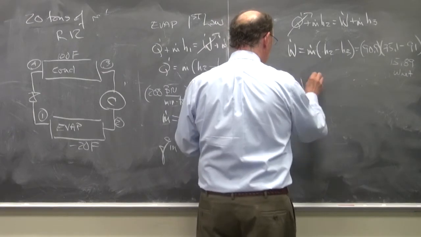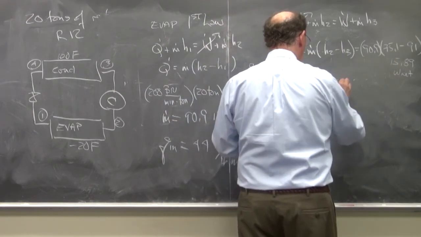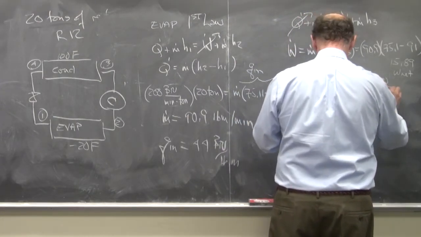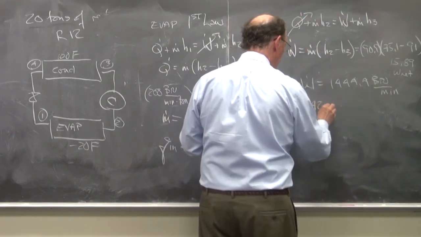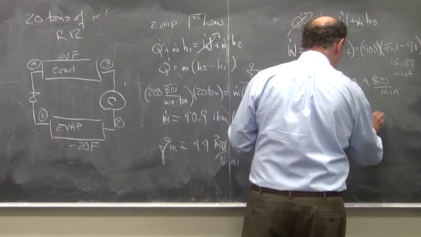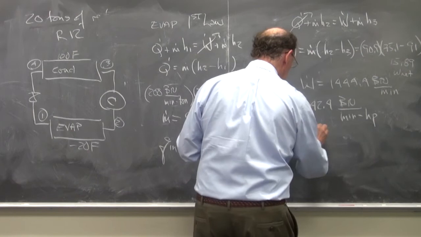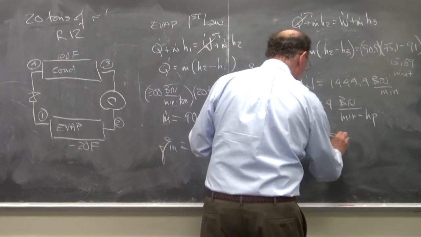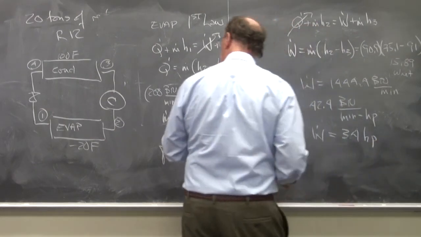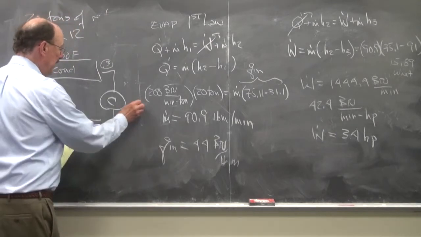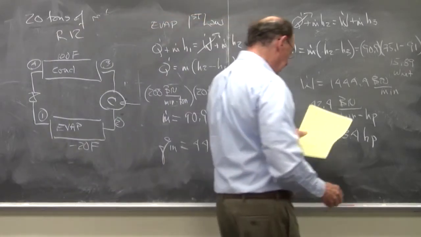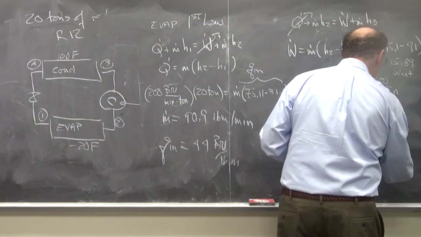And so I have that the power is equal to 1444.4 BTUs per minute. And there are 42.4 BTUs per minute per horsepower. So W dot is equal to 34 horsepower. So that tells me that the power I have coming in here, I'm going to need that amount of horsepower. And if I want it in kilowatts, you can do that, it's 25.4 kilowatts.